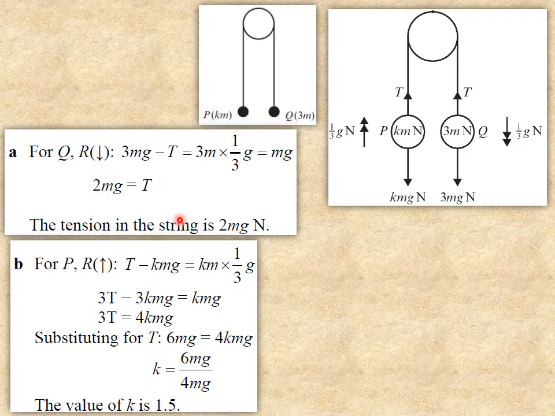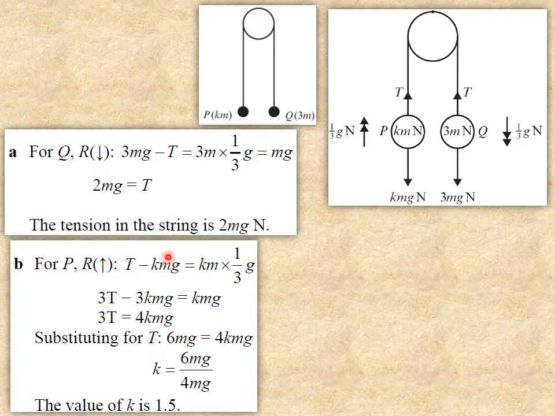This is the tension. Now if I take particle P, because it is going up, we'll take up as positive, so the tension will be positive and kmg will be negative. Again, the resultant force is mass into acceleration. You just substitute the information here.